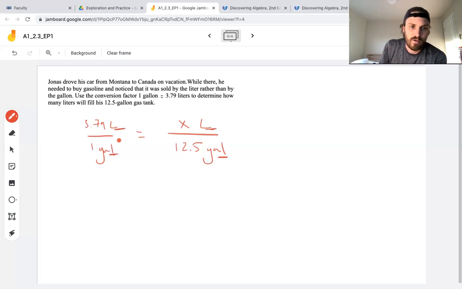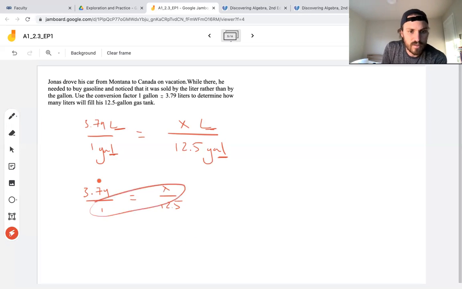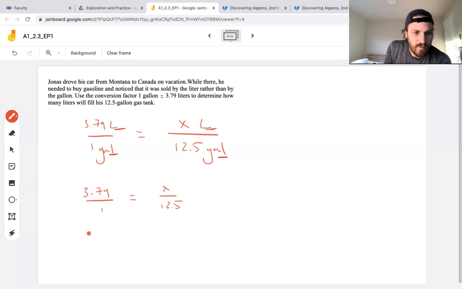And from there, we should be able to solve this proportion, which is 3.79 divided by 1 is equal to x over 12.5. Now we could use the cross products property if we wanted to, which is a good way to solve proportions. Multiply these two and set them equal. That will give me x times 1 is equal to 12.5 times 3.79. And so you can find that, and that will be in liters.